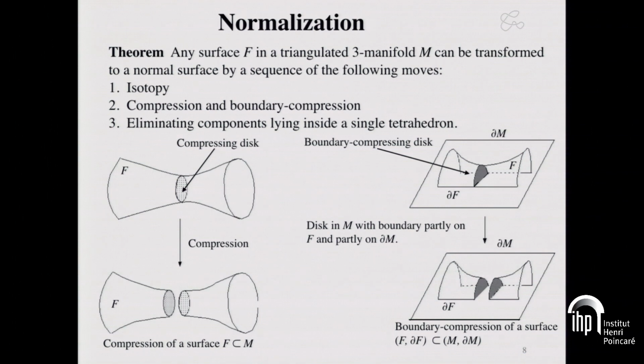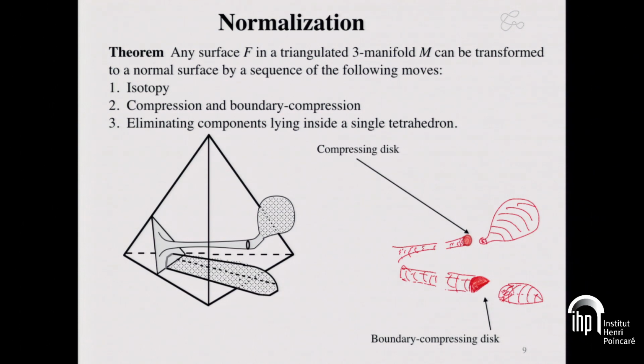So with these operations, isotopy, compression, and boundary compression, we can make any surface at all into a normal surface. The one thing we have to be careful about is that a surface may have a component that lies entirely within a tetrahedron. Then we can't do anything. Well, we can compress it if we want, and we can just make it disappear to a point. So we'll ignore little components that lie inside a tetrahedron.